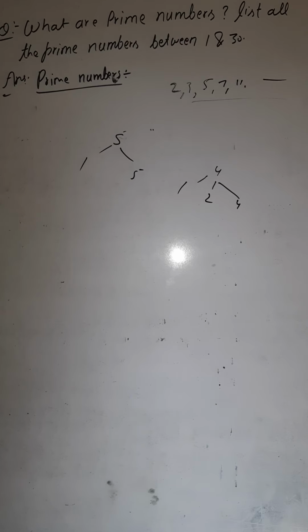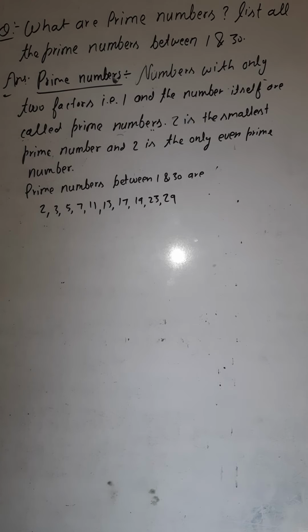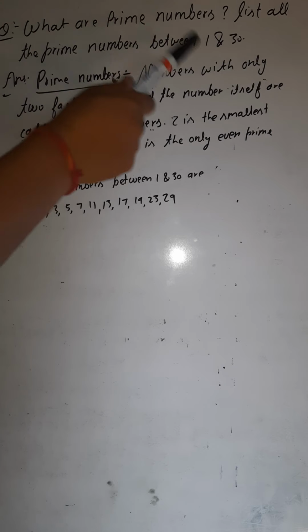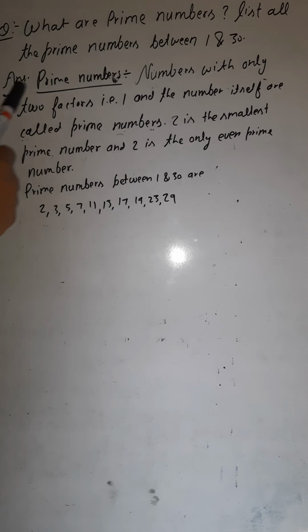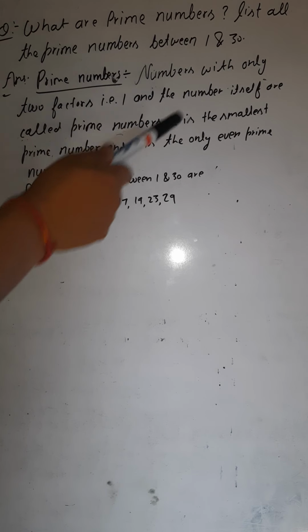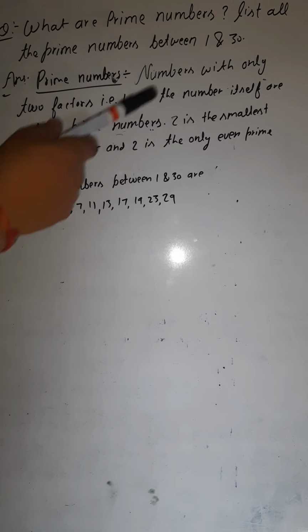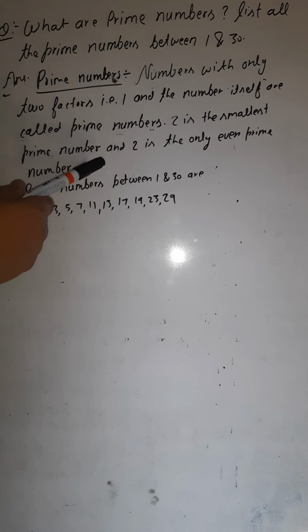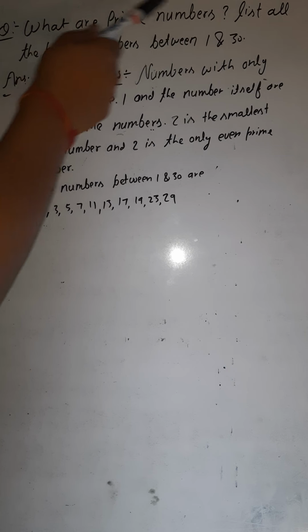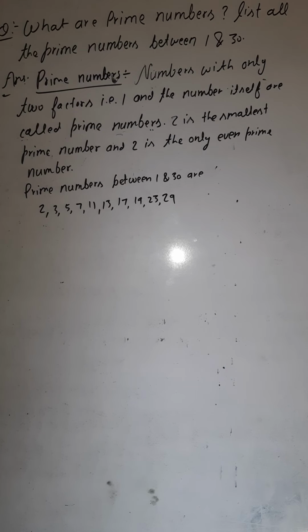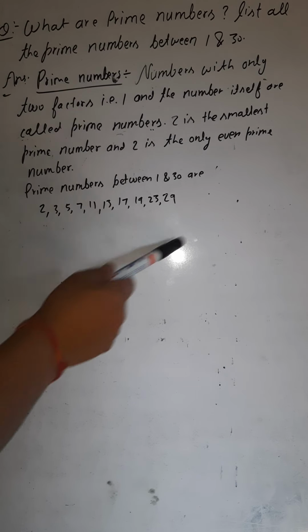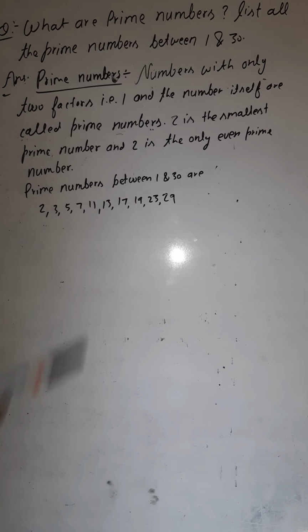Now we will write the definition of prime numbers. This is the definition you have to write: prime numbers are the numbers with only two factors, that is 1 and the number itself. 2 is the smallest prime number, and 2 is also the only even prime number. The second question was to list all the prime numbers between 1 and 30. These are all the prime numbers between 1 and 30. Just note it down, then we will move ahead.